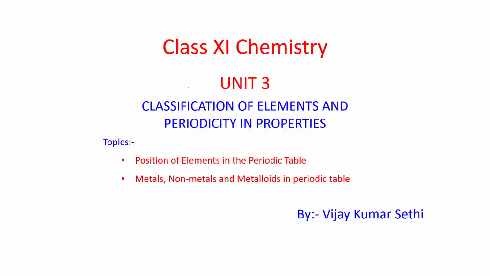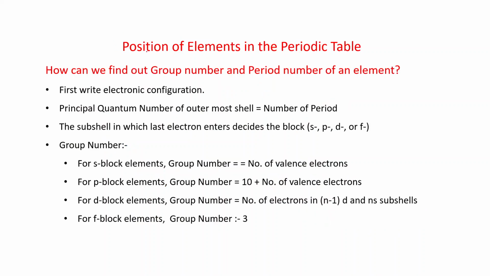Class 11th Chemistry, Unit 3, Classification of Elements and Periodicity in Properties. In this video, we'll discuss how to determine the position of elements in the periodic table, and metals, non-metals and metalloids in the periodic table. First of all, the position of elements in the periodic table. Position means group number and period number.